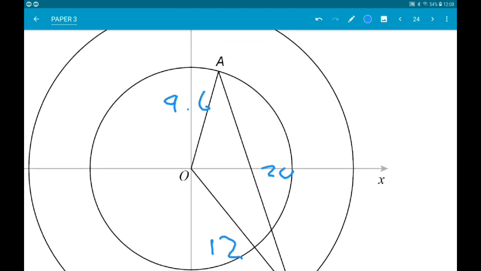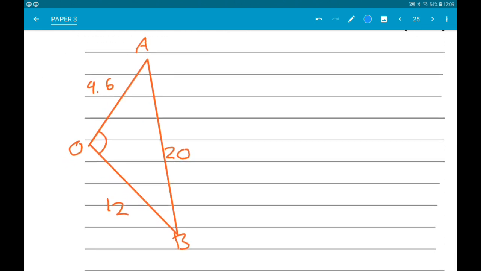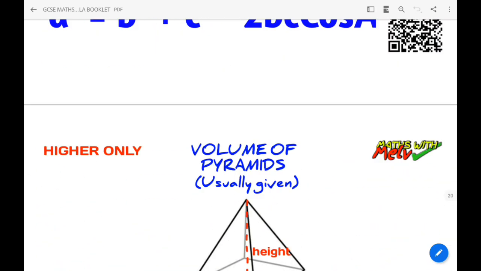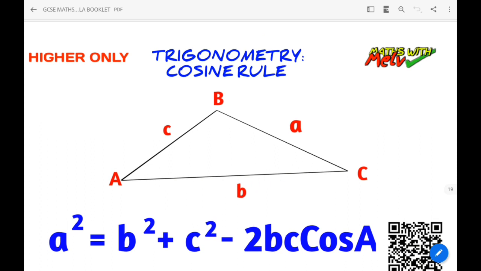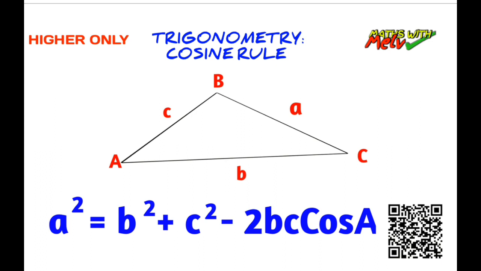So now we're in a non-right angle triangle where we know 3 lengths and we want to work out an angle. The angle we want is this one. What I would do now is sketch the triangle. That's what I've done here, because we don't care about the circles anymore. So we're now going to need the cosine rule. Again, remember this is linked down below in the description. So there's our cosine rule.